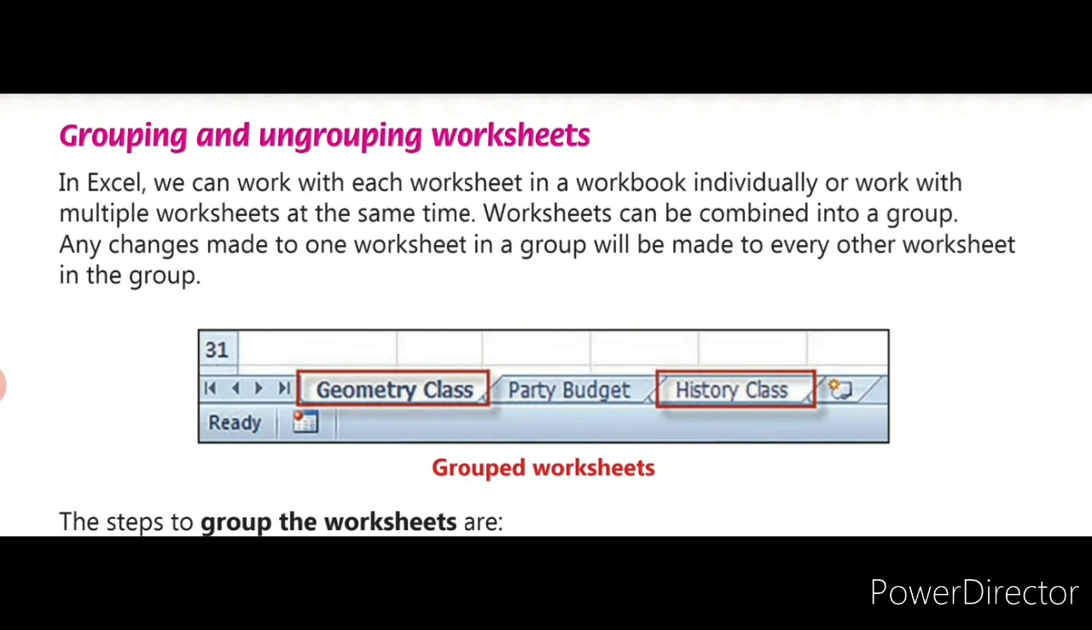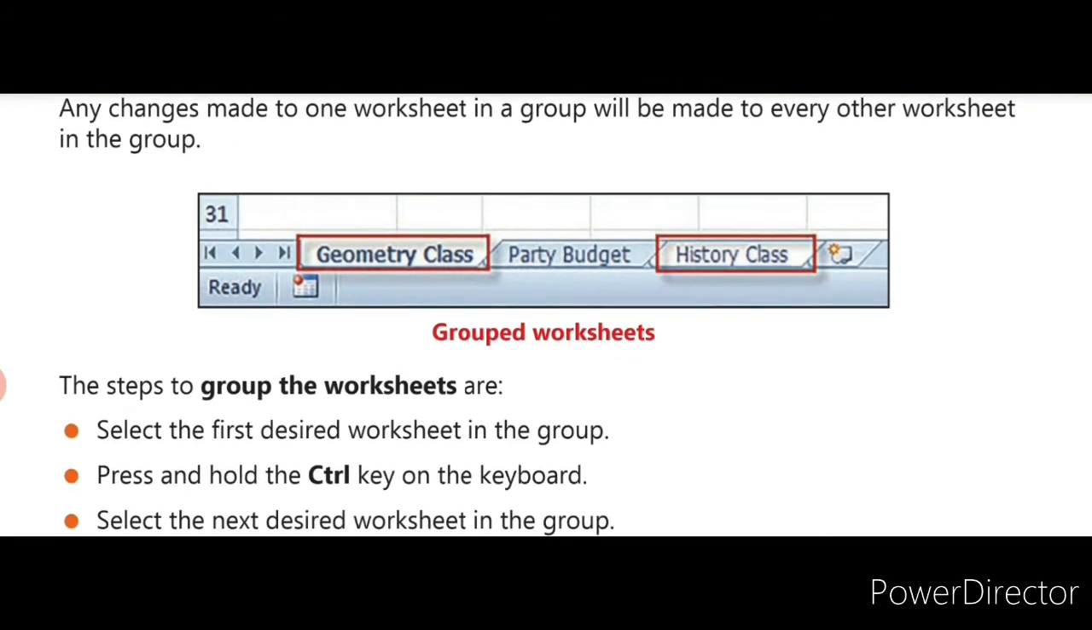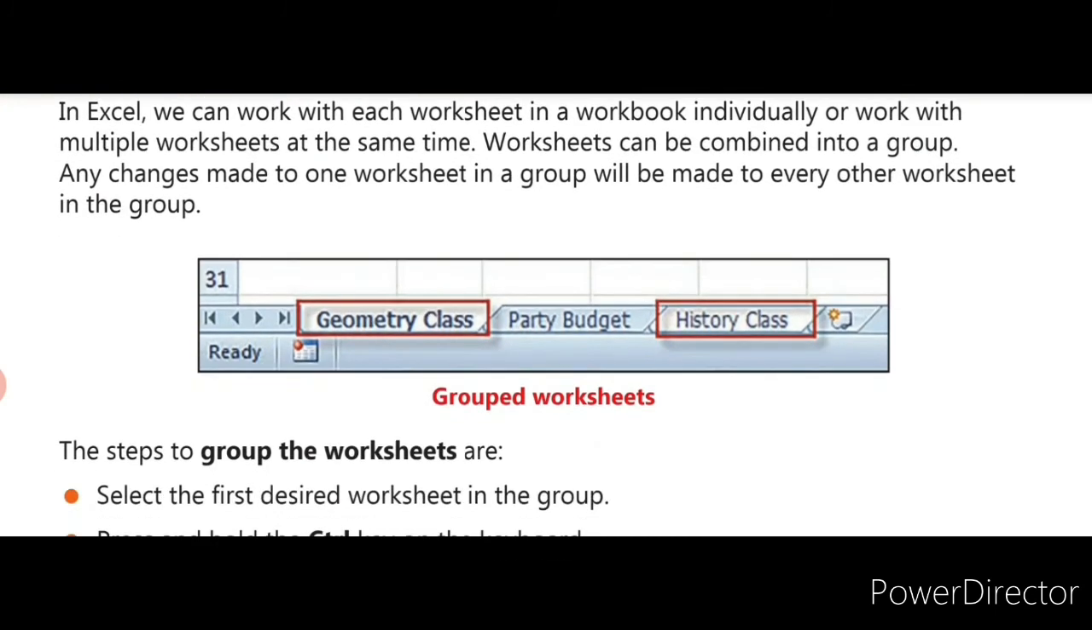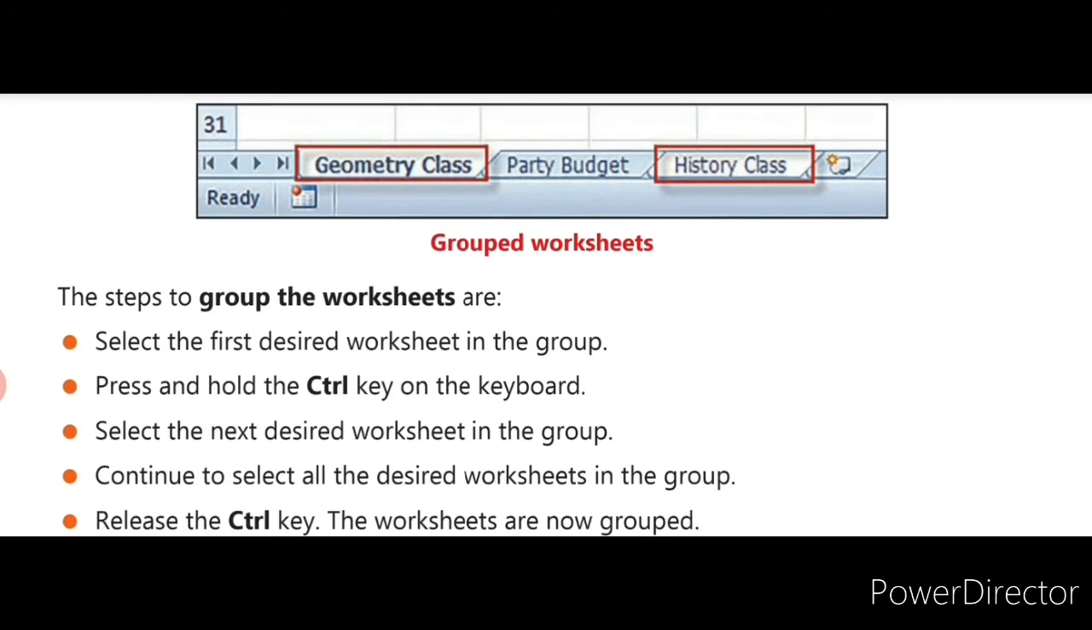Worksheets can be combined into a group. Any changes made to one worksheet in a group will be made to every other worksheet in the group. If we make any changes to one particular worksheet, it will be automatically reflected in the other worksheets in the same group. This is how you group and ungroup worksheets. In this example we are going to select two worksheets, geometry class and history class, for grouping. This explains the grouped worksheets.